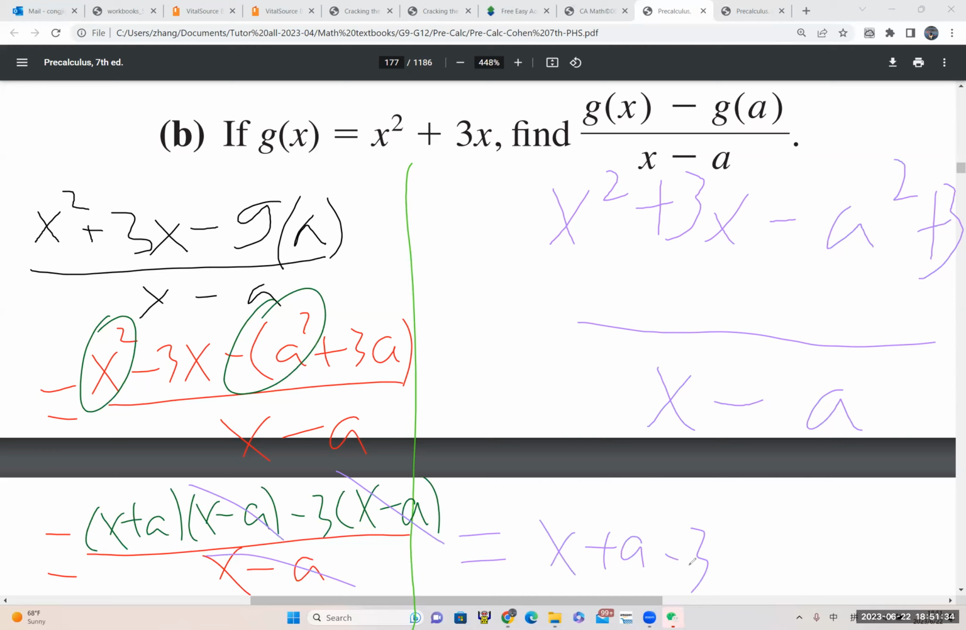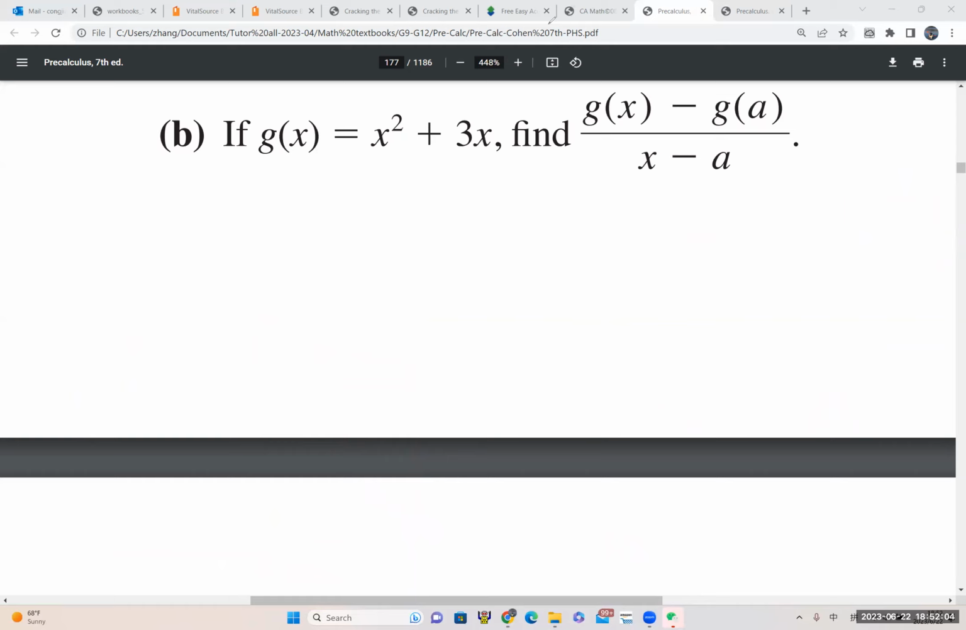But by the way, this is the average rate of change between X and A, right? So we can find it for either X or A. If A is a constant, then this rate of change is still like a function, right? It means it can change, not a constant. As X changes, this rate also changes. Okay.